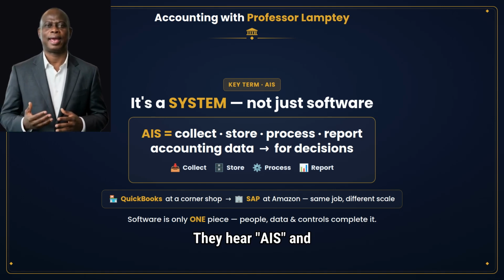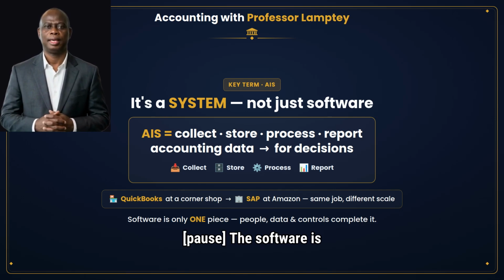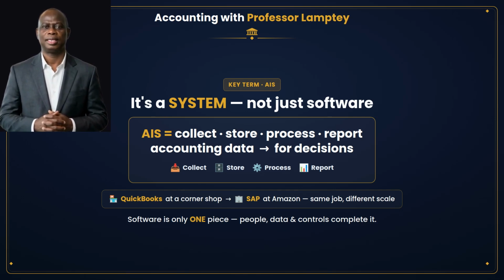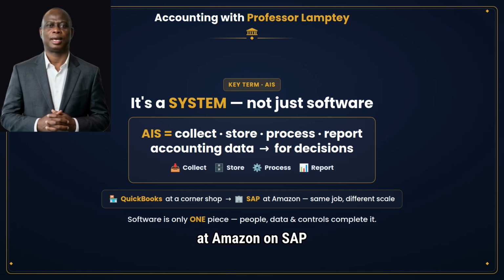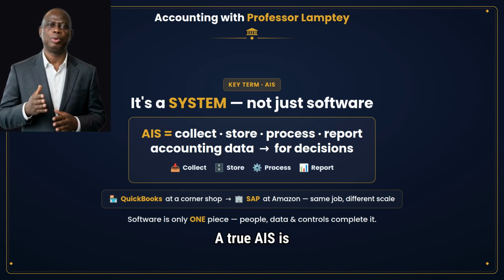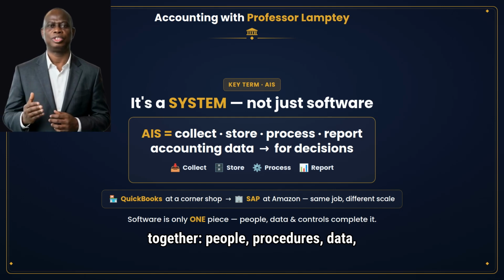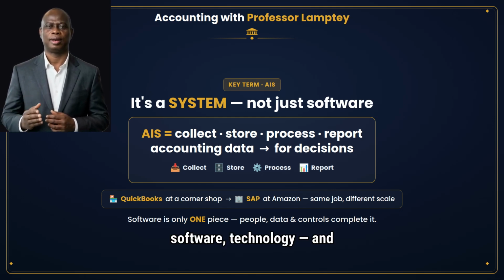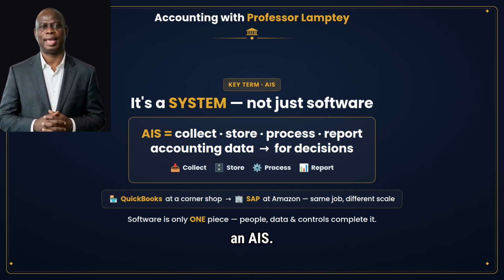But here's where most people go wrong. They hear AIS and they picture software, QuickBooks, or SAP. The software is only one piece. The very same job runs at a corner shop on QuickBooks and at Amazon on SAP. Same job, different scale. A true AIS is the whole arrangement working together: people, procedures, data, software, technology, and controls. Software alone is not an AIS.